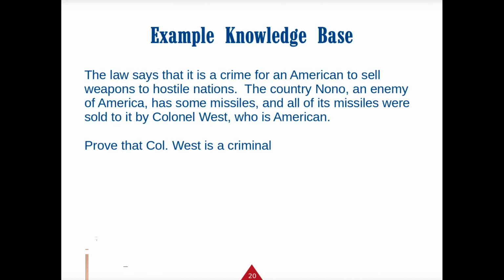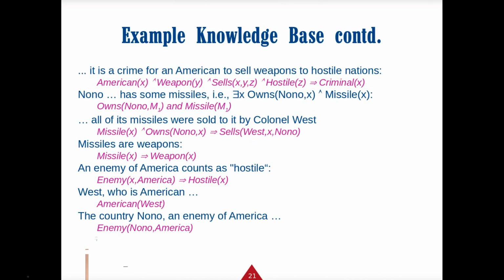is a criminal, basically saying that Colonel West is American and Nono is an enemy state, and that Colonel West sold weapons to the enemy state. Is Colonel West a criminal? We're going to try to prove that using first-order logic and then propositional logic. So it's kind of just a big example.